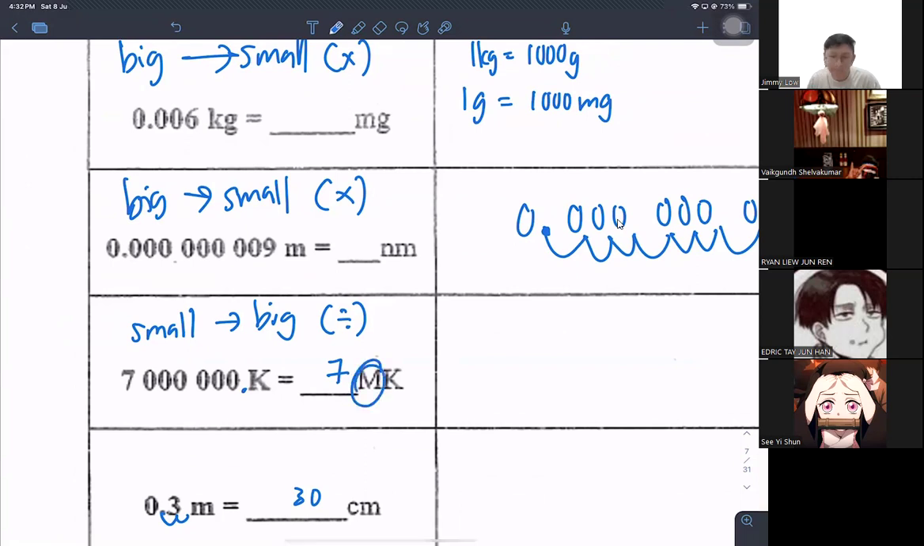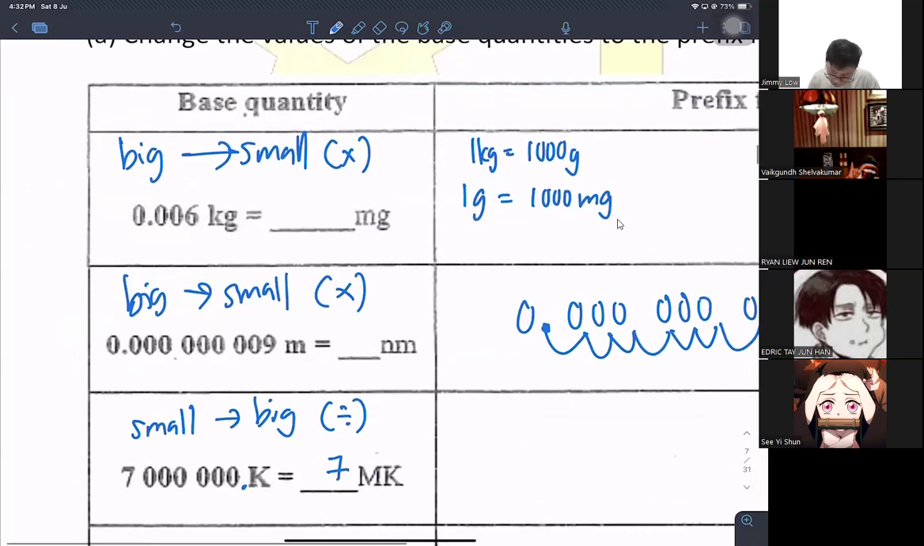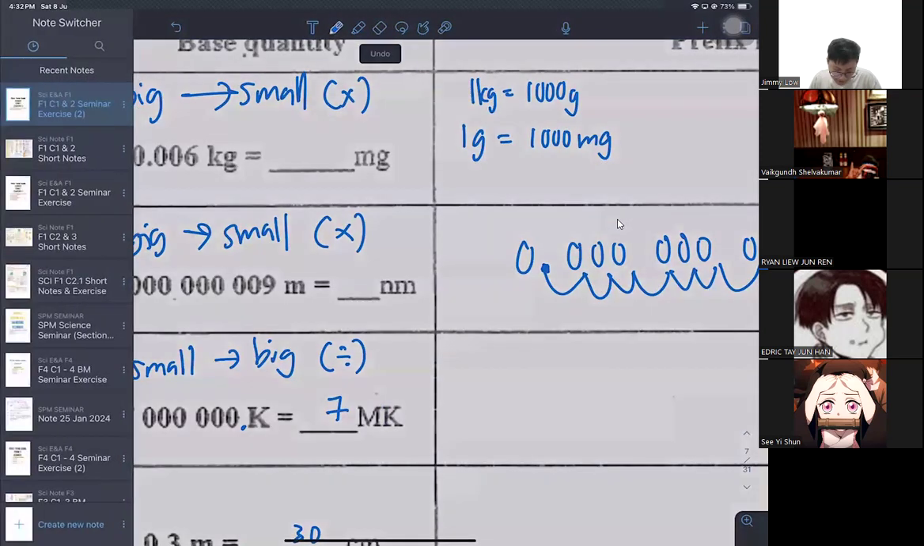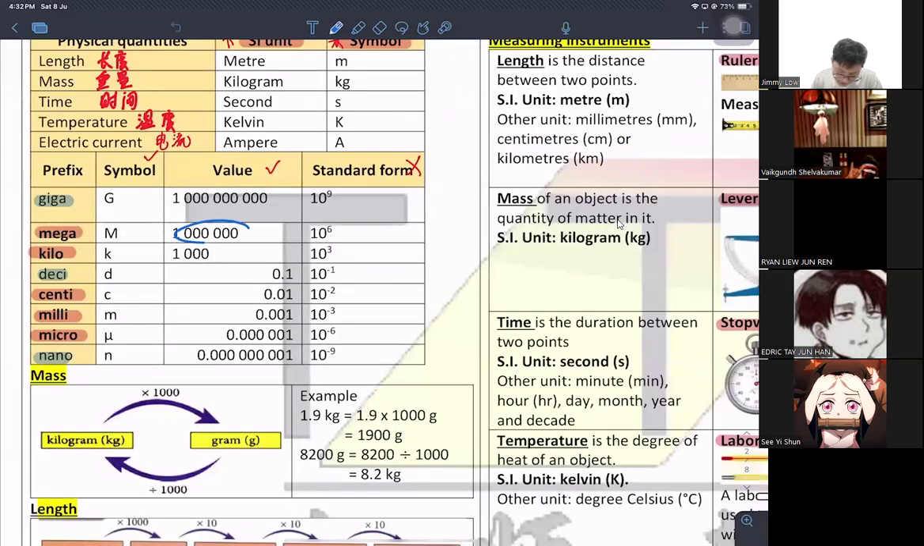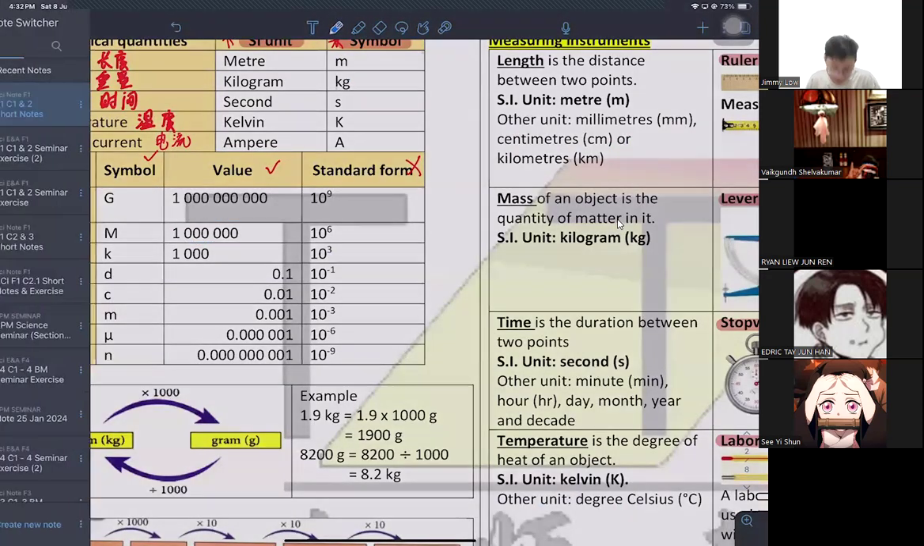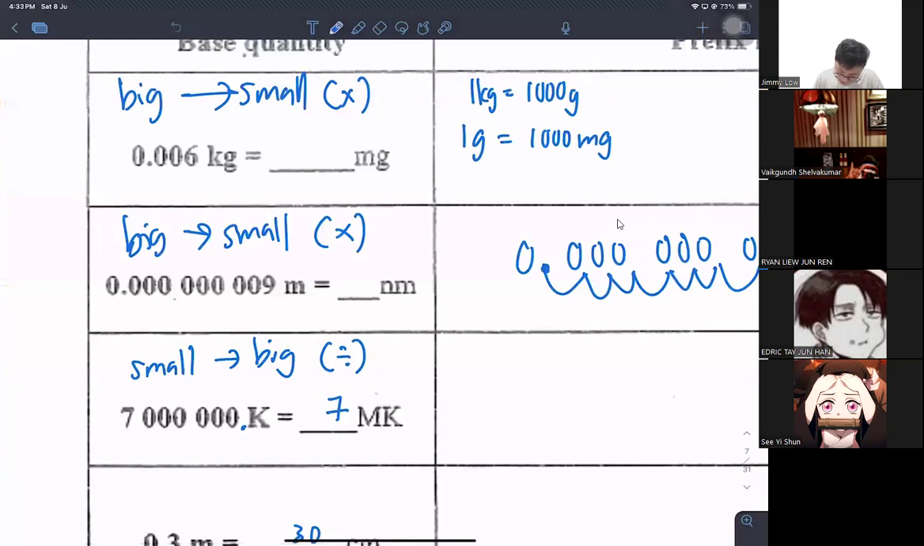This one is M, but it is different. Small letter m is milli, and big letter M is mega. For mega, we have 6 zeros here, so we push it 6 times: 1, 2, 3, 4, 5, 6. So the answer is 7 mega Kelvin. K equals Kelvin.